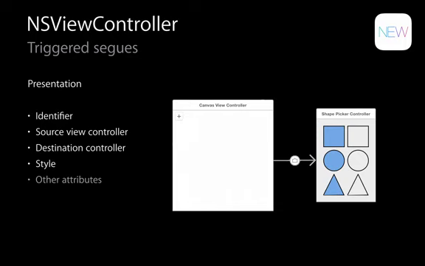Depending on the style, there might be some other attributes you need to set up. For example, with a popover, you need to set up the anchor view. Since we had dragged it directly from the plus button, the anchor view was wired up automatically, but you could actually go in IB and set the anchor view for the popover.